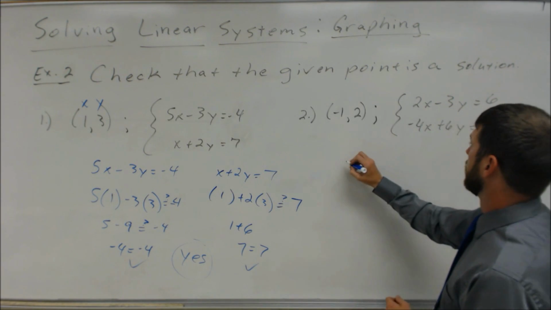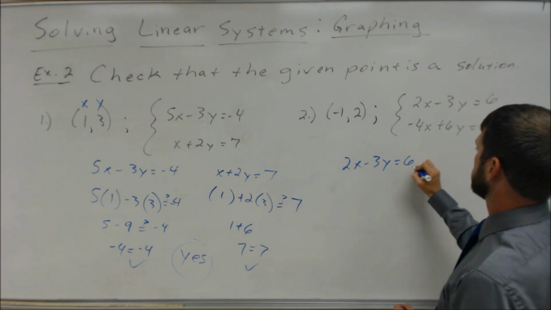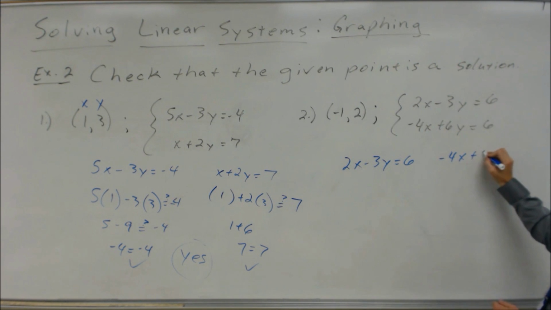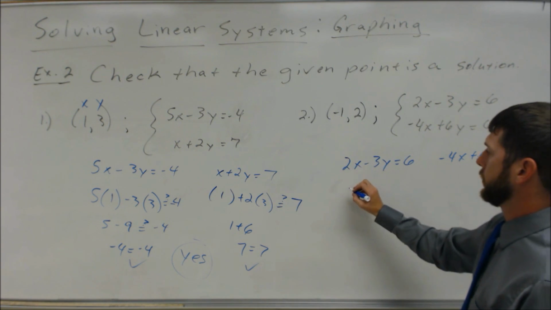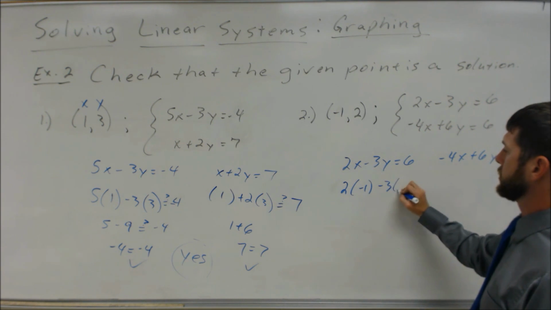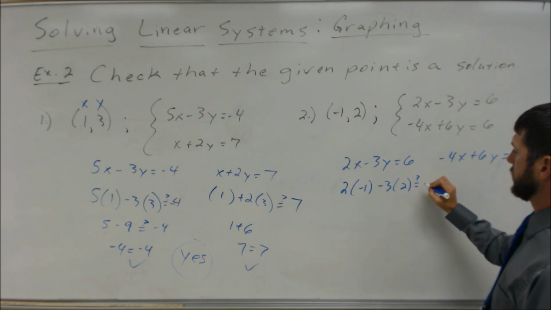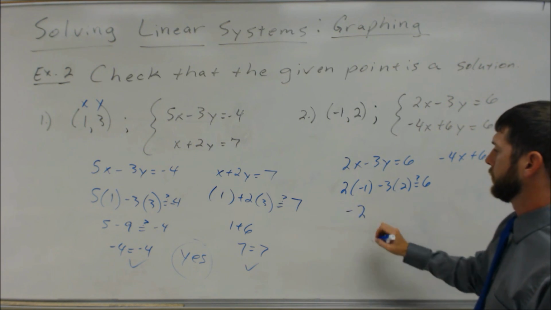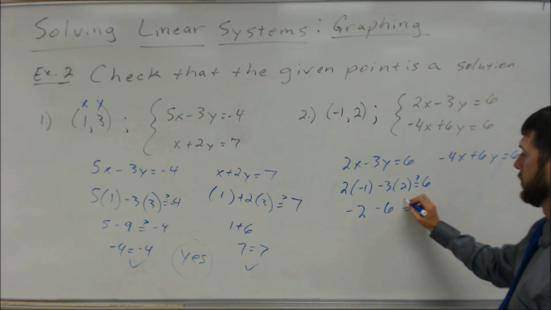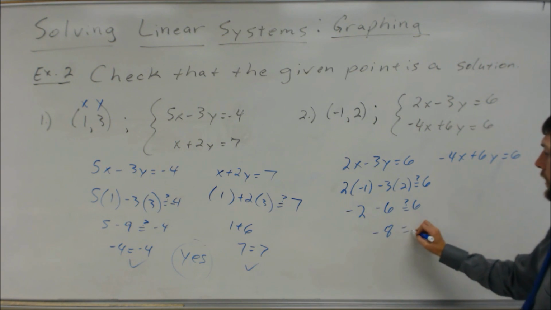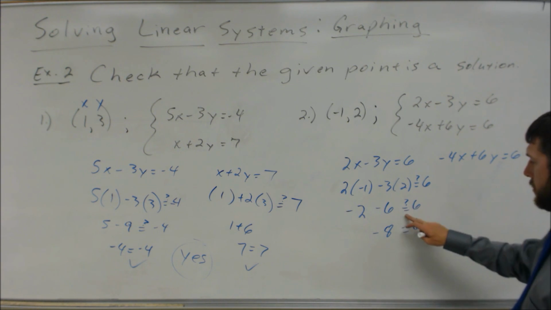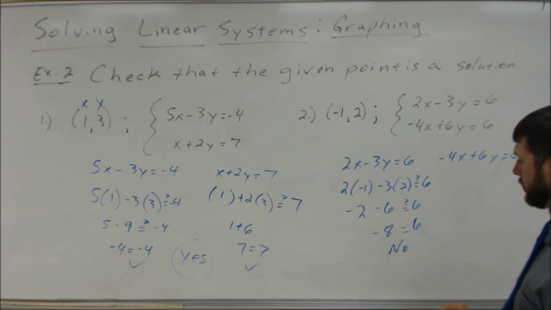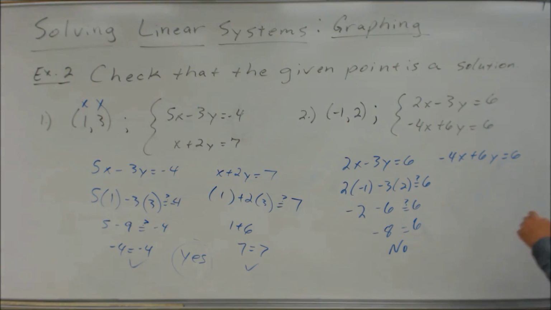Let's do it again over here. 2x minus 3y equals 6, and -4x plus 6y equals 6. Let's test (-1, 2). So 2 times -1 minus 3 times 2. Does that equal 6? So -2 minus 6 is -8. Does -8 equal 6? No. So that point didn't even work in the first one, so we know it's not going to work in the second one. But let's just check to see.